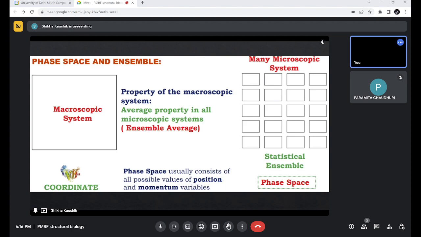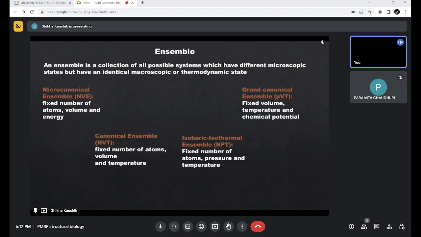So the microscopic system is what we build initially, and when many of these microscopic systems are joined together, they give you a macroscopic view of that system. And that is what we require to understand when we are doing a simulation of a particular system. So an ensemble is a collection of all the possible systems which have different microscopic states, but have an identical macroscopic or thermodynamic state. If I talk about the macroscopic scale, it is identical, but you have different microscopic changes happening in any of the systems.